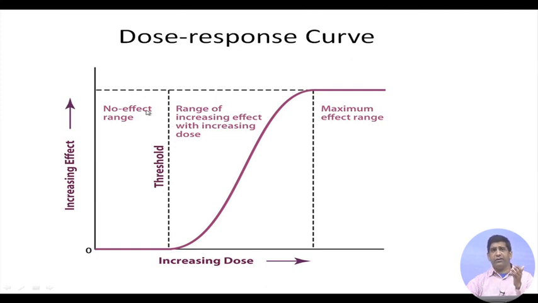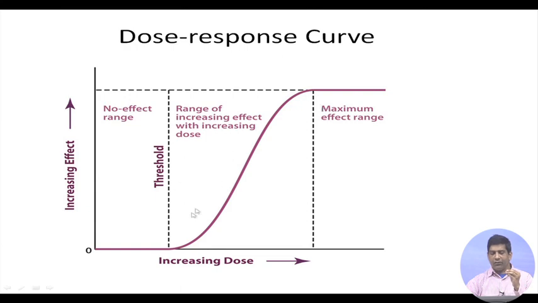And many times you hear the term NOEL, no observed effect level, and this will be your first, when you start seeing an effect. Then your effect goes up, up, up, and you have a maximum effect. After this, even if you keep on increasing the dose, your effect does not go up. So it could be the final, the maximum effect it could have. In the middle is the range of increasing effect with increasing dose. As you increase the dose, effect goes up.